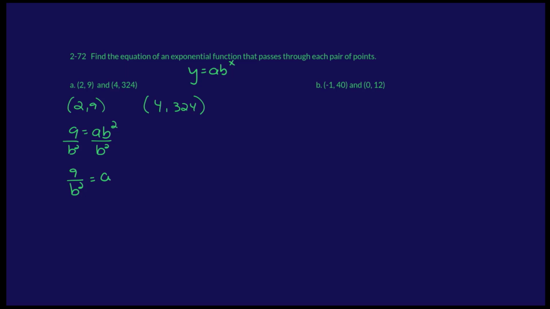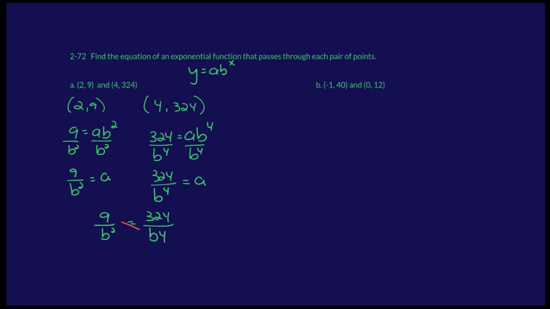All right, so then I have 324 equals a, b to the fourth, okay? Then I'm going to divide by b to the fourth on both sides. And so that means 324 over b to the fourth will equal our a. Well, now that they both equal a, that means they equal each other. So I'm going to solve for b. All right, so 9 over b squared equals 324 over b to the fourth.